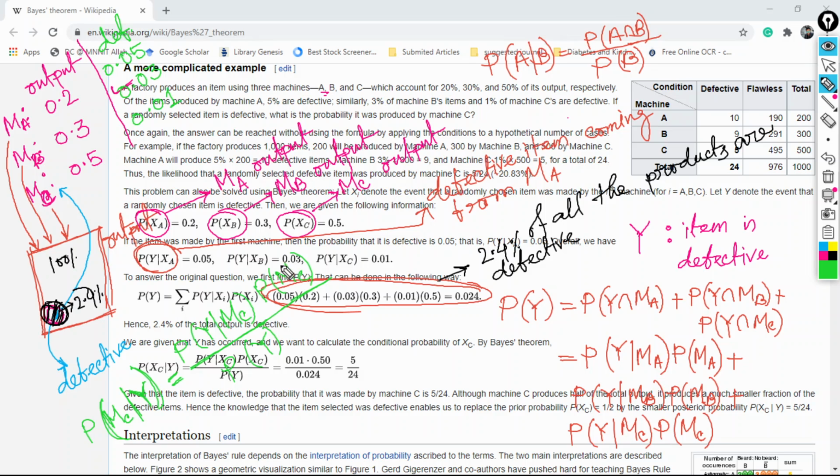The probability of Y by MC, and this value we already know. The probability of XC, which means here they have taken XC for machine C, divided by the probability of Y. I am writing the same thing that is written here. This value is coming from here. We already know that the product is defective and coming from machine C, and how many products machine C produces, and this is the total defective product value. So the final value will be 5 by 24.